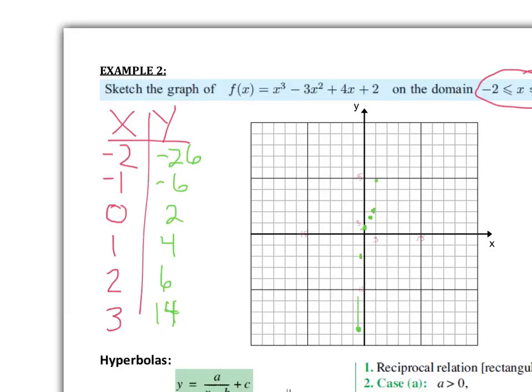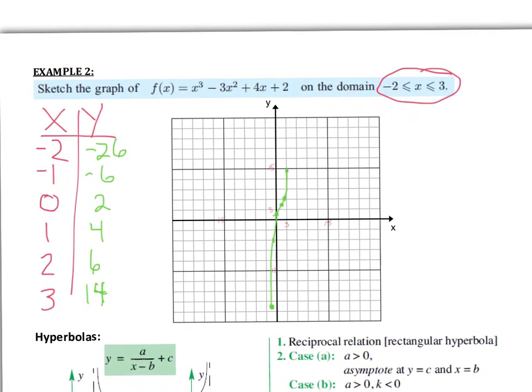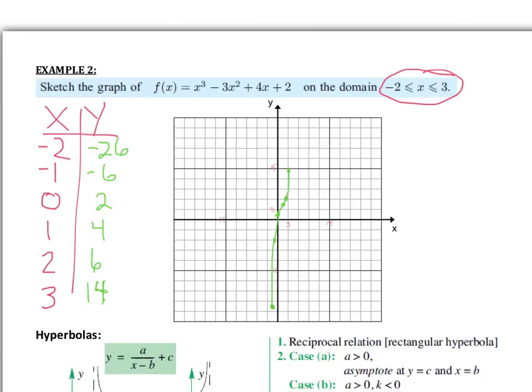Remember, I don't want to go any past either of those elements in the domain. All right, so my function, believe it or not, is just going to look something like that. I know it looks incomplete, and that's all right. Why does it look incomplete?